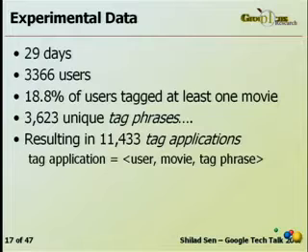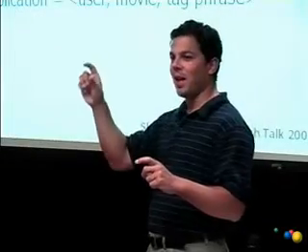So in order to study vocabulary evolution, we collected data when we first introduced tagging into the Movie Lens system for about a month. And during that month, users created 3,600 unique tags, unique words or phrases. And those tags were used in over 11,000 tag applications. So the distinction between tag phrases and tag applications is important. A tag application is a tag phrase applied to a movie by a user.